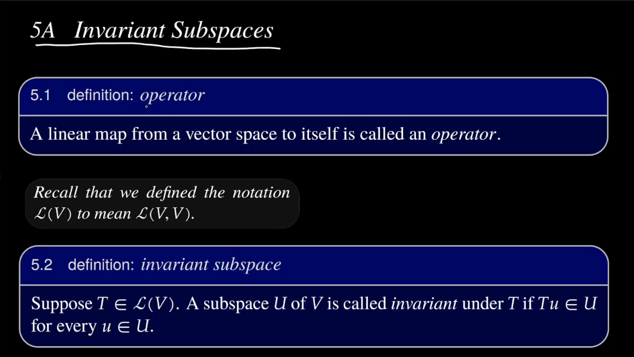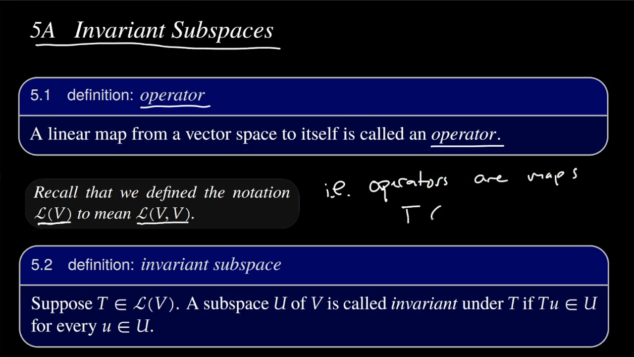These are just historical conventions for how we talk about things. Not really new concepts, just new words. So, operator. A linear map from a vector space to itself we'll call an operator. That is something in L(V) for a vector space V, where if you recall, we meant L(V, V), the linear maps from V to V. We denoted those just by L(V), so we didn't have to write V twice. I.e., operators are maps T in L(V) for some vector space V. So just ways of sending a vector space to itself.